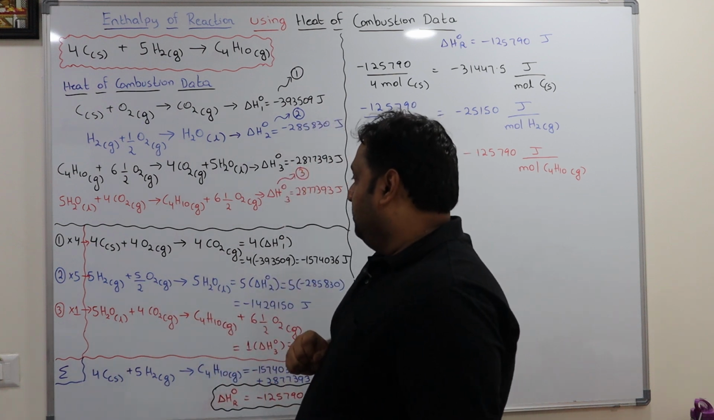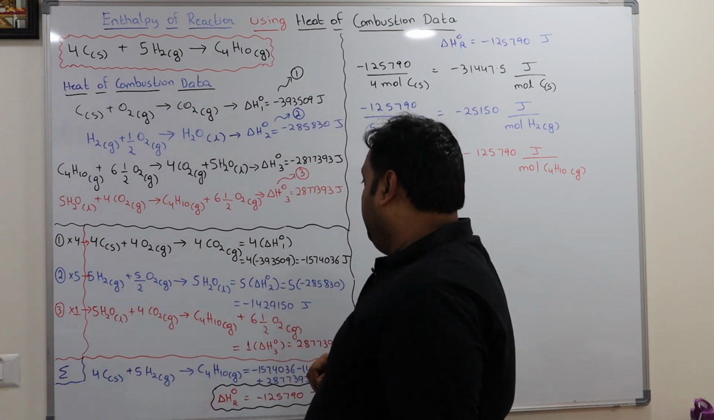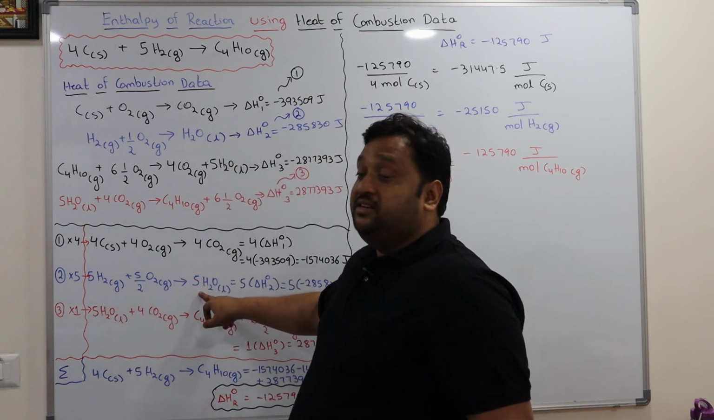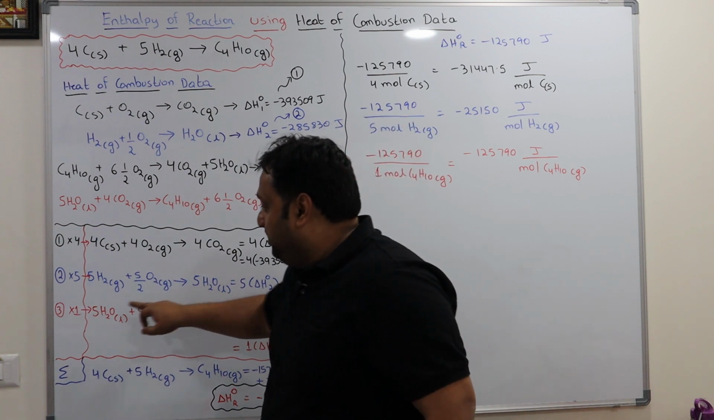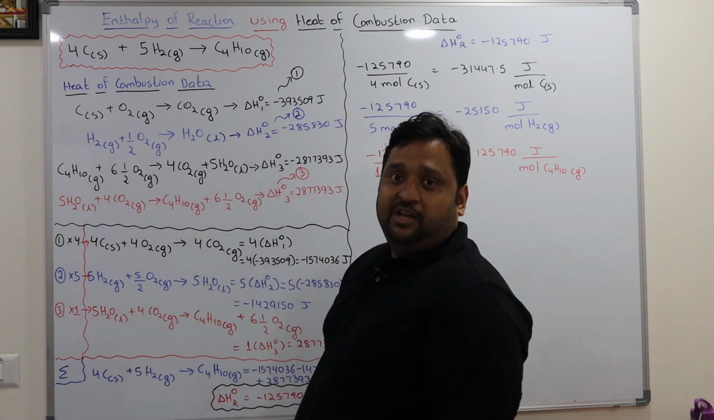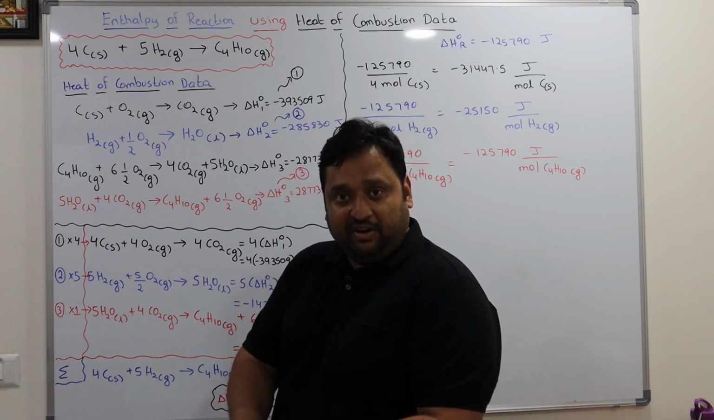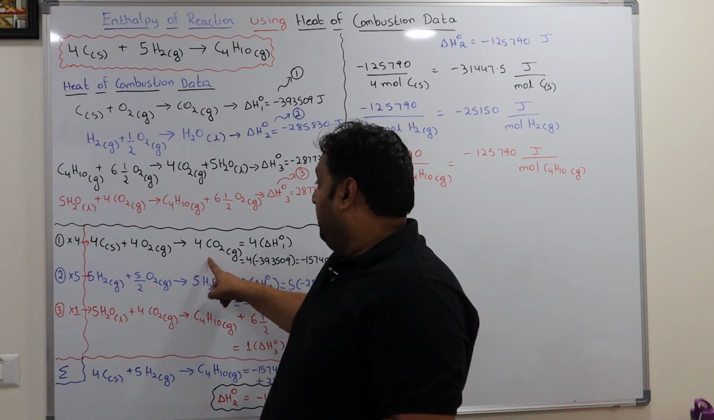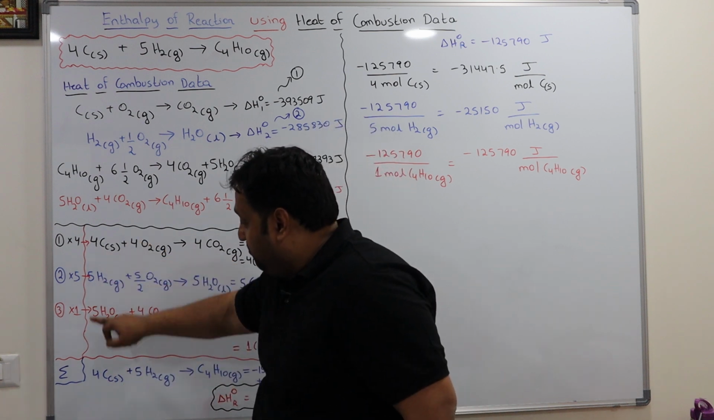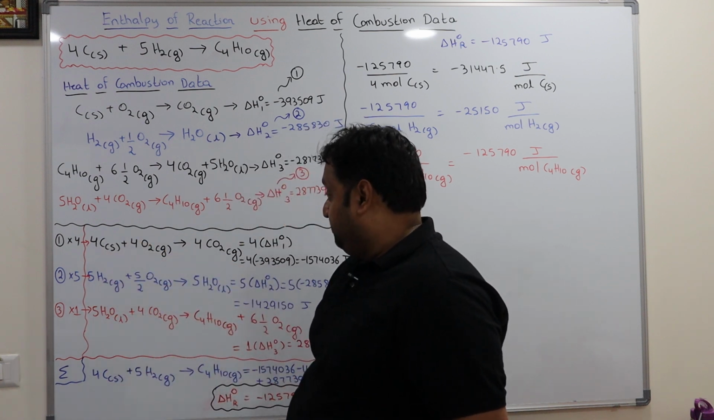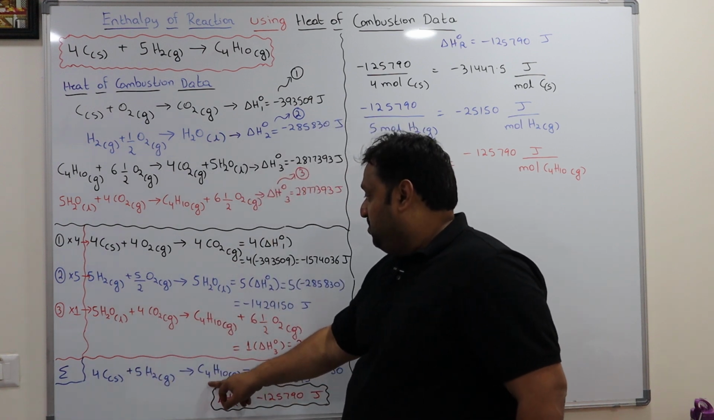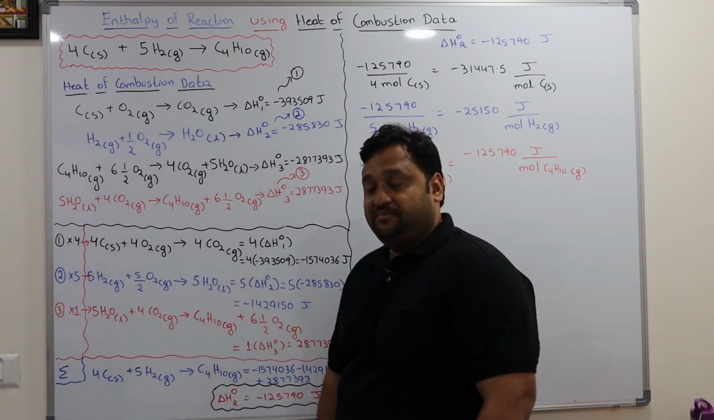If you talk about water, how many water molecules are there? On the left hand side is 5 moles of water, on the right hand side is 5 moles of water. So these both cancel out. So if you sum up, oxygen will cancel out, water will cancel out, and CO2 will cancel out. So the remaining is 4 moles of carbon, 5 moles of hydrogen gives rise to 1 mole of C4H10.